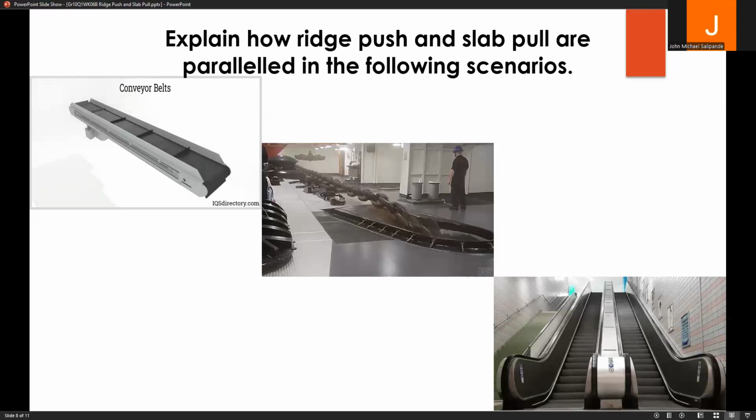In the second scenario, you have a chain which is sinking because of an anchor being unloaded down the ship. So when the chain is moving at a straightforward position, that's ridge push. And once it descends because the anchor was unloaded, that's a manifestation of slab pull.